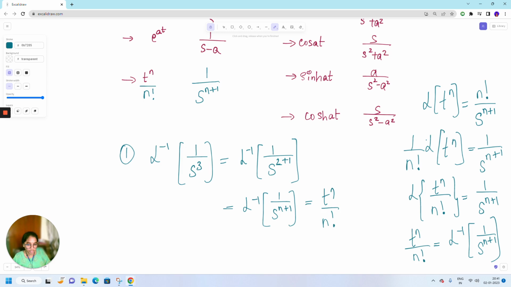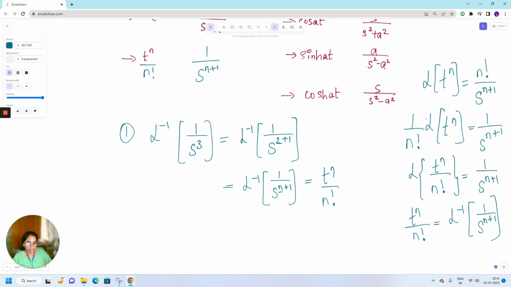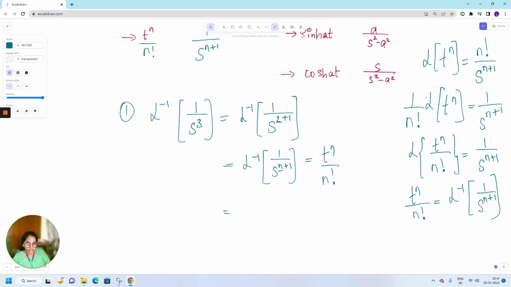What do I have in place of n? Observe, we have 2, right? So let me write this as t to the power 2 divided by 2 factorial. That is t square divided by 2. As you can observe, in the question we have all the s terms. In the answer, I have converted everything to the t terms.